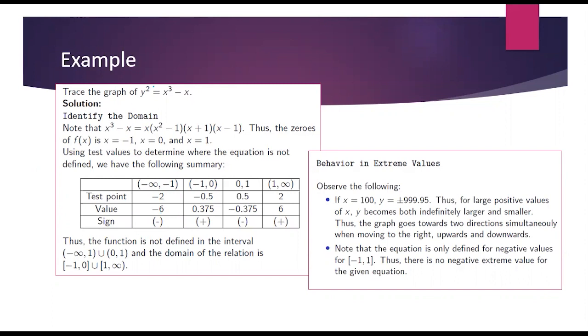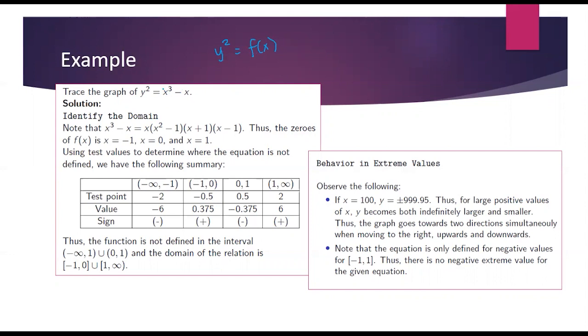So how about if you have this particular function, y squared is equal to x cubed minus x? We discussed this a while back that if you have a function of the form y squared is equal to f of x, we need to make sure that f of x here is positive, in order to avoid imaginary numbers. So now let's try to get the domain of this particular equation.